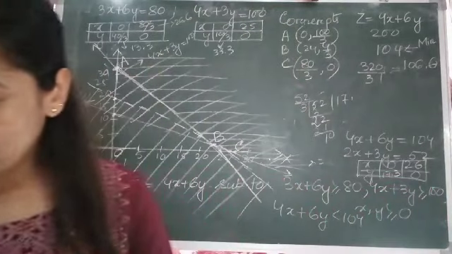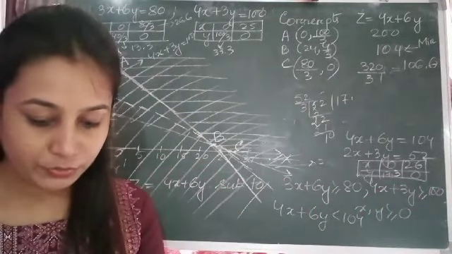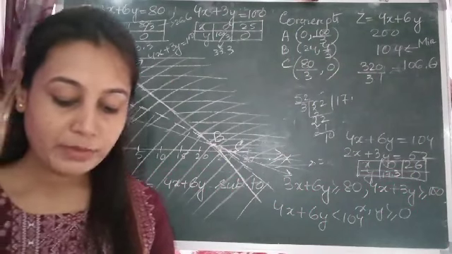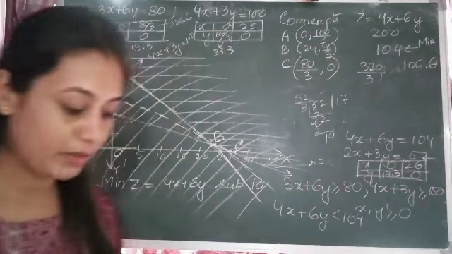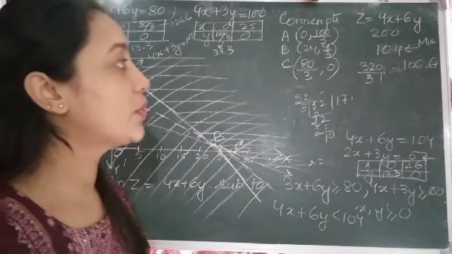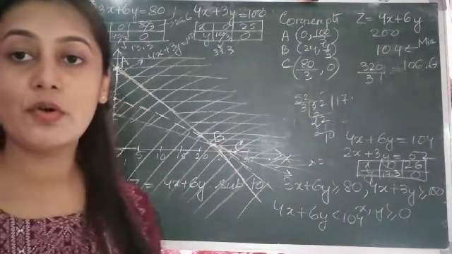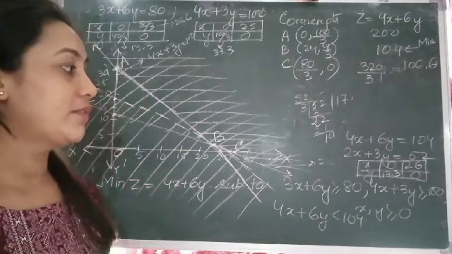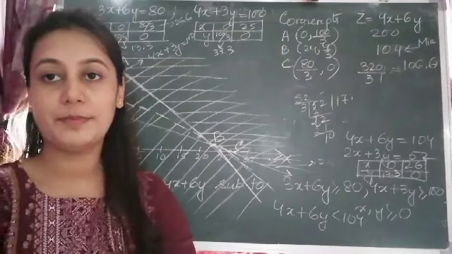Okay. So in this question you were asked to find the minimum cost for the diet, and hence the minimum cost for the diet is how much? Rupees 104. So students, with this we have completed this chapter, that is LPP.